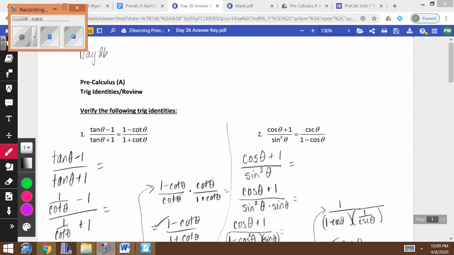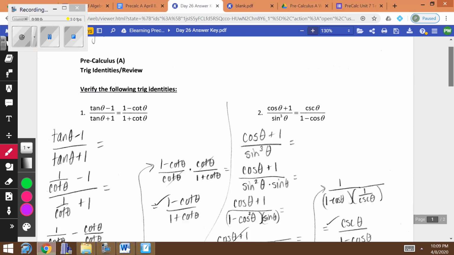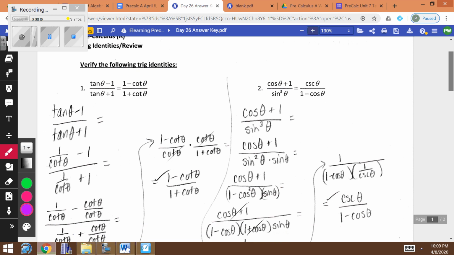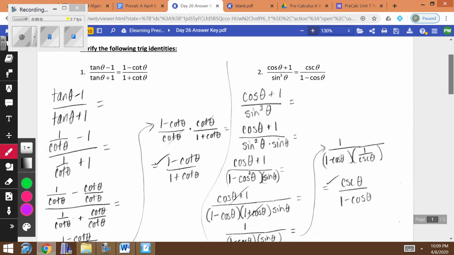So this is just a quick video talking through my answer key for day 26. For number one, to verify this identity, I chose to start with the left-hand side. You just as easily could have started with the right-hand side. It's actually pretty similar to this.